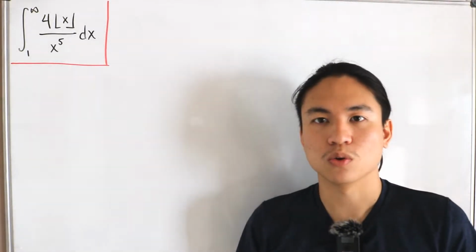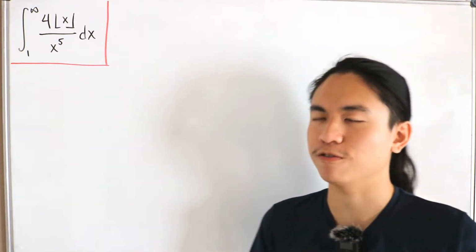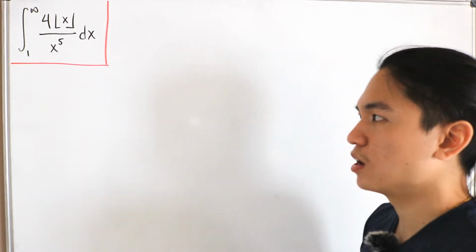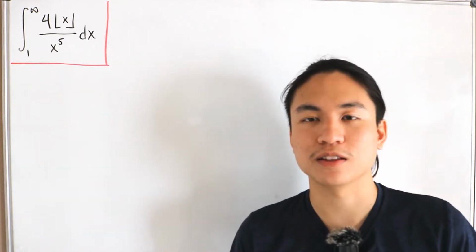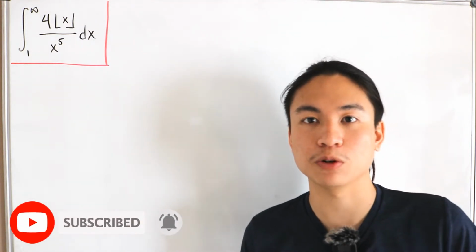Okay, so welcome back to another video. So here we have an improper integral from 1 to infinity of 4 times the floor of x divided by x to the 5th power dx. So you can guess from the thumbnail that the value of this integral is actually a special value of a special function that we'll be utilizing.